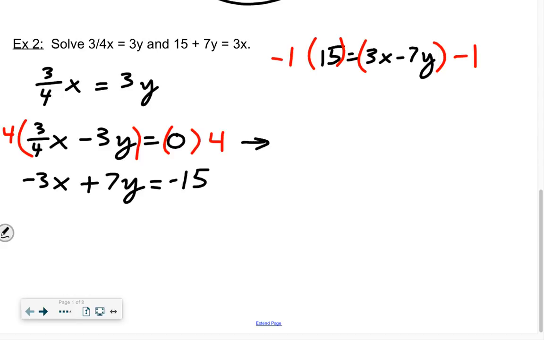So let's do this. When I take 4 times the x, what do I get? Well, the 4's would cancel, so we get that 3x. Distribute the 4. 4 times 3 is -12. And 0 times 4 is still going to get us 0.